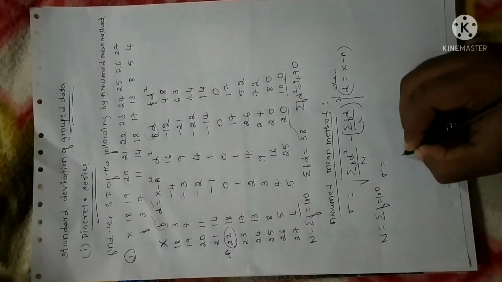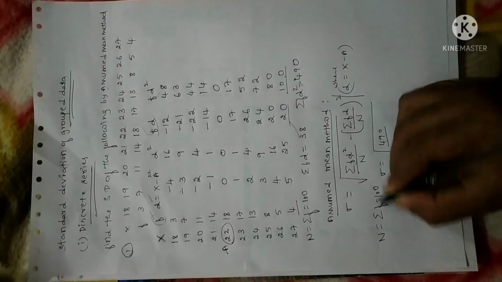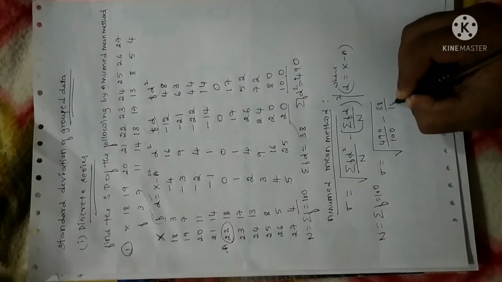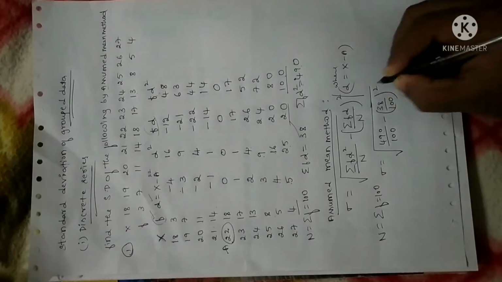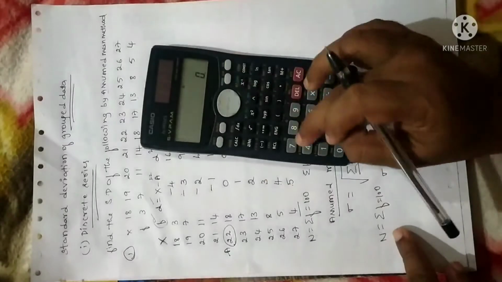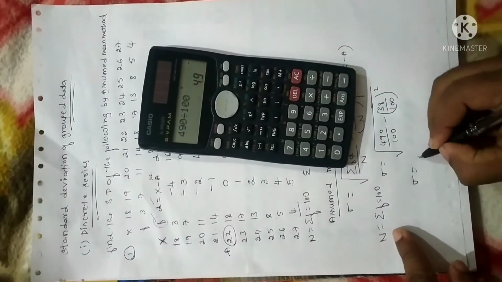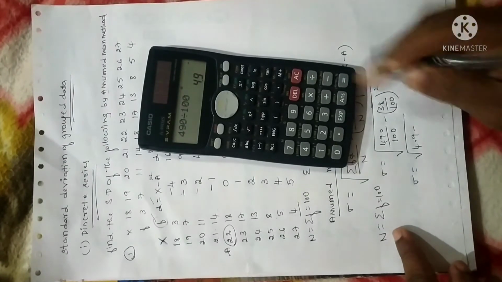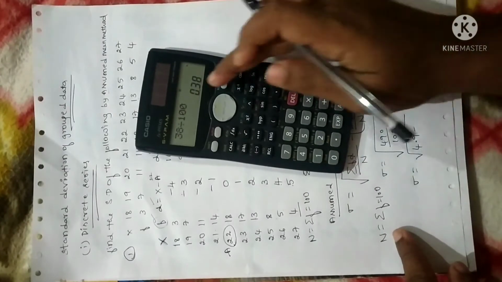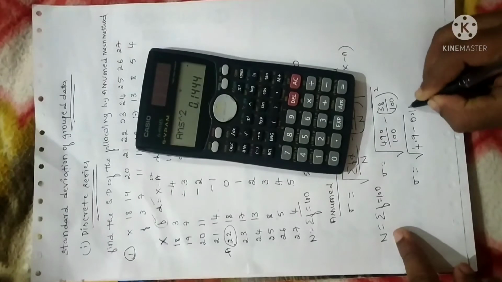Now let me calculate sigma. It is given by sigma fd square, 490, divided by capital N, 100, minus sigma fd, 38, divided by capital N, 100, whole square. Clear? Now let me simplify. Sigma, that is standard deviation, is equal to 490 divided by 100, which is 4.9, minus 38 divided by 100, which is 0.38, whole square. So that will give us 0.144.